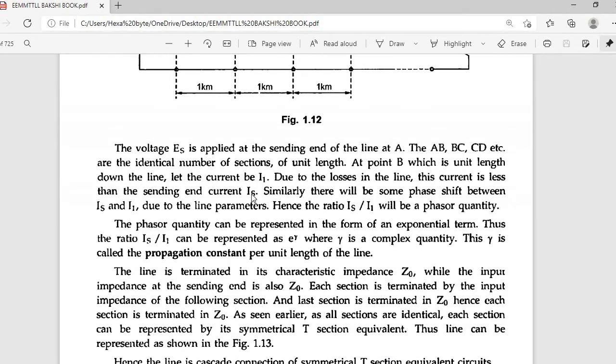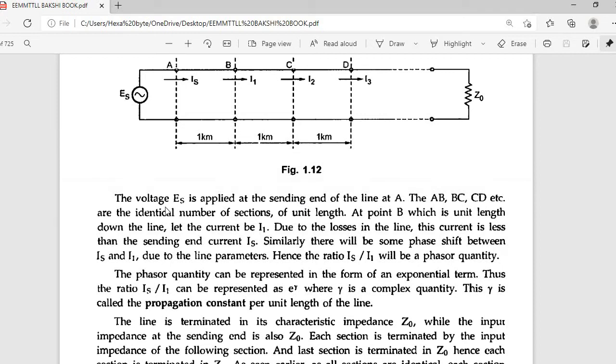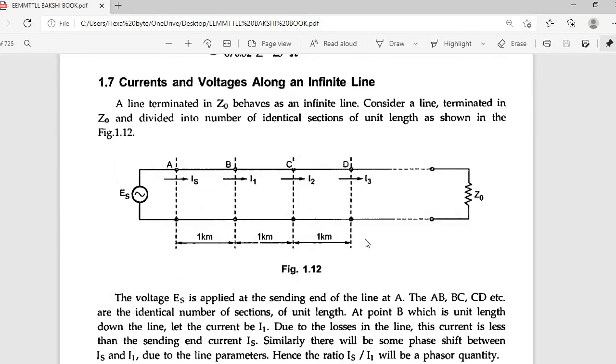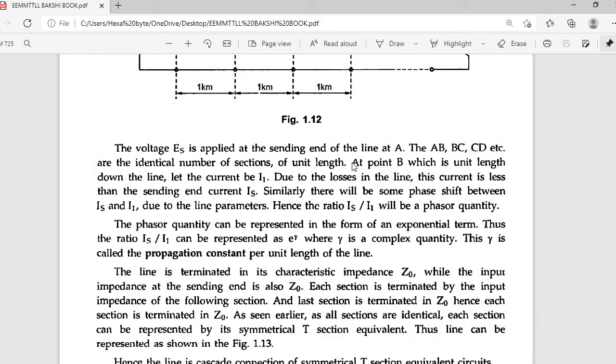So for this transmission line, the voltage ES is applied at the sending end, the line at A. We already discussed A, B, B, C, C, D, etc., identical number of sections. So that is the explanation of the transmission line. At point B, which is unit length down the line, let the current be I1.